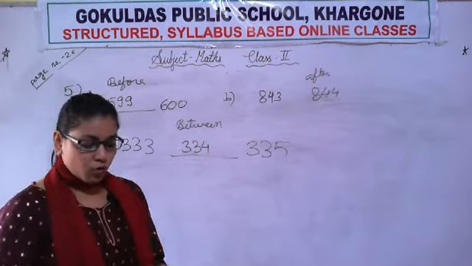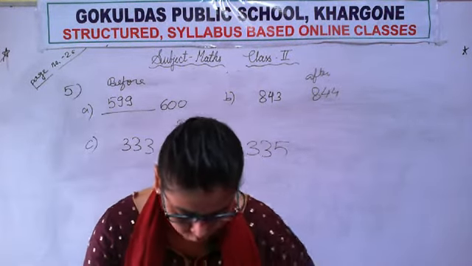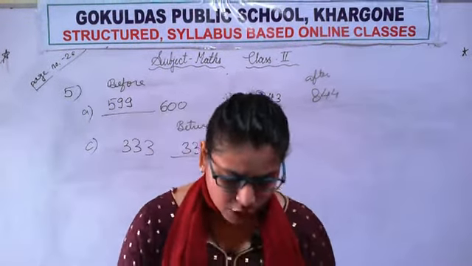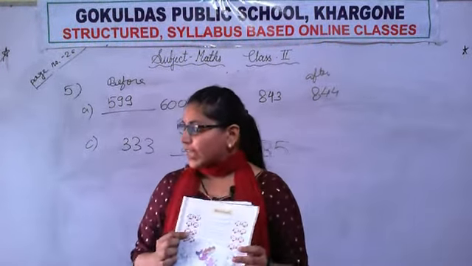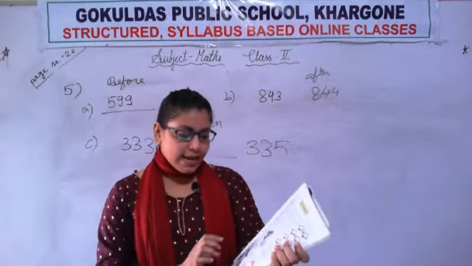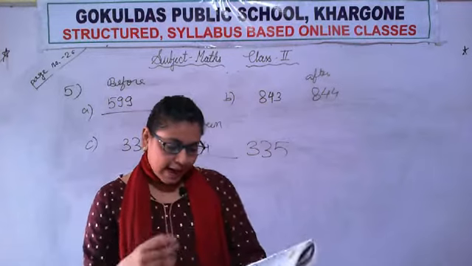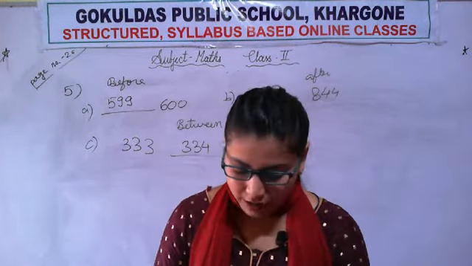Now, you have to do the worksheet on your own on page number 27. You just have to write forward counting here and the greater than or smaller than sign here, and at last ascending and descending order.